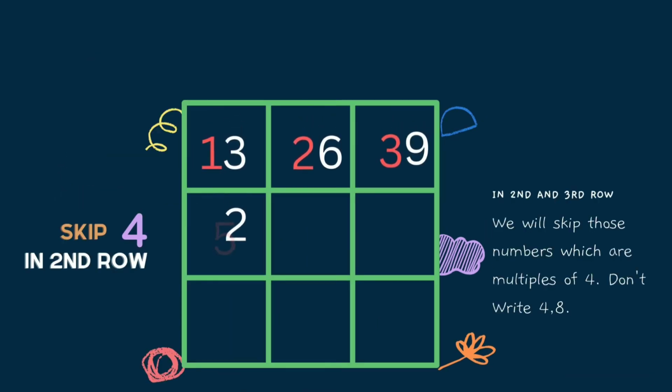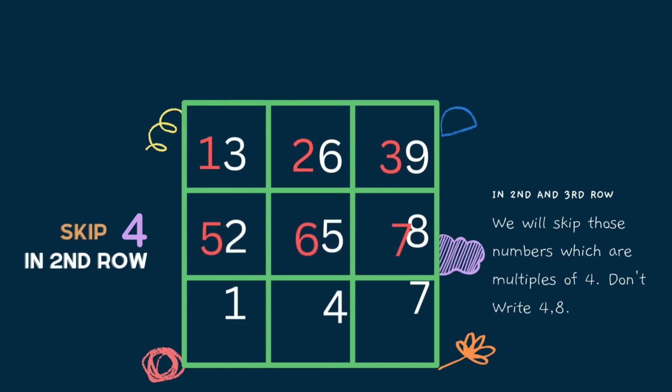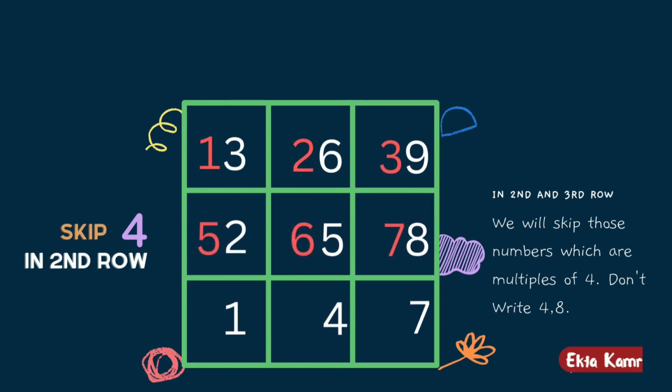Now let's apply the second trick at the second row. We have to skip all those numbers which are multiples of 4. Move to the second row. I will skip the number 4. I will write the numbers 5, 6 and 7 before the numbers 2, 5 and 8. So the numbers are 52, 65 and 78.